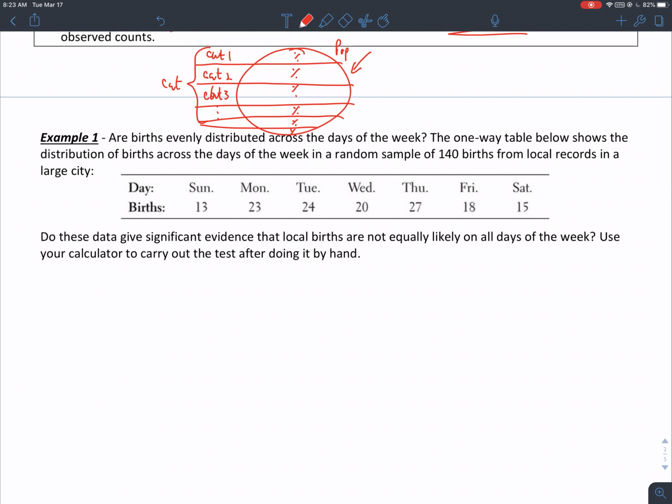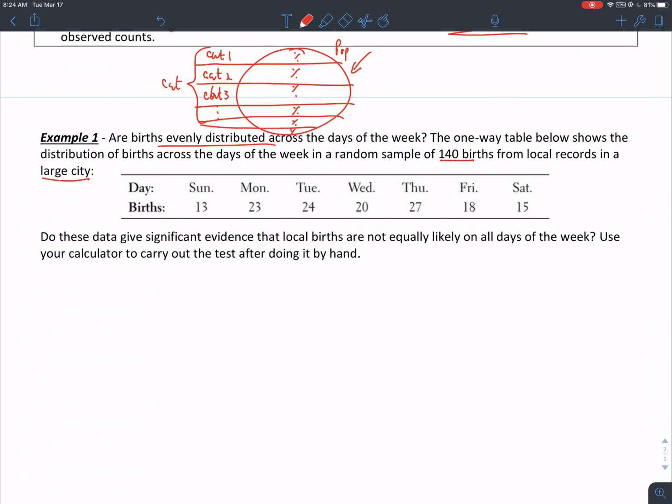Okay, the one-way table below shows the distribution of births across the days of the week in a random sample of 140 births from local records in a large city. So you should be able to at least tell yourself what the population is. The population is births in a large city, okay? And I took a sample of 140 of them. And I want to see if they're distributed evenly.